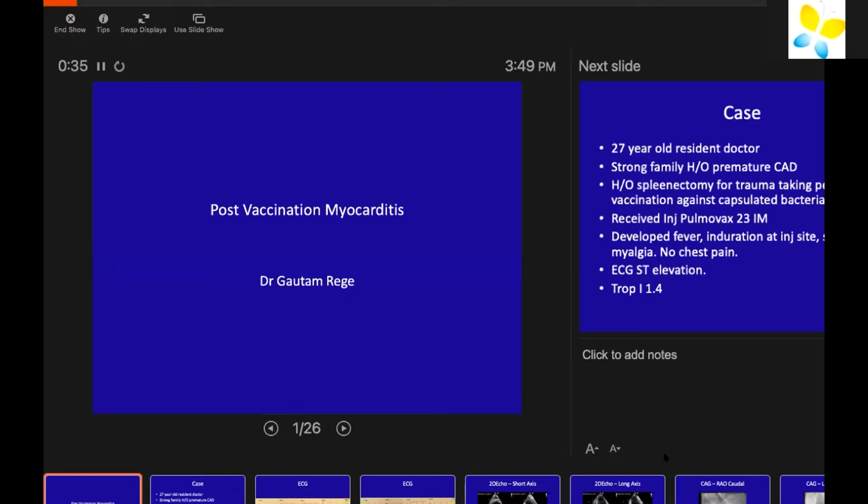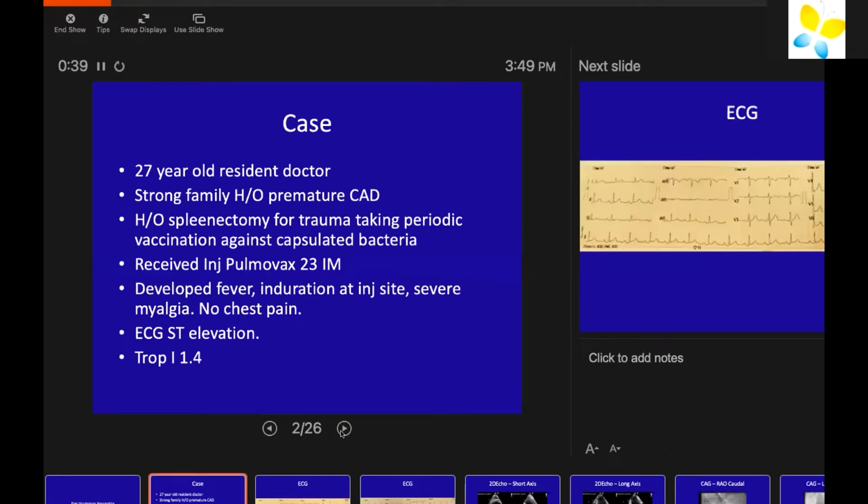Okay. So this is a case study. This is a 27-year-old male who had a strong family history of atherosclerosis. He had undergone a splenectomy for a trauma, and he was taking periodic vaccination. So when he had come, he had received this Pulmovac vaccine about 4 days ago, and he had presented with fever and some induration at the injection site. And he had severe myalgia, but he had no chest pain.